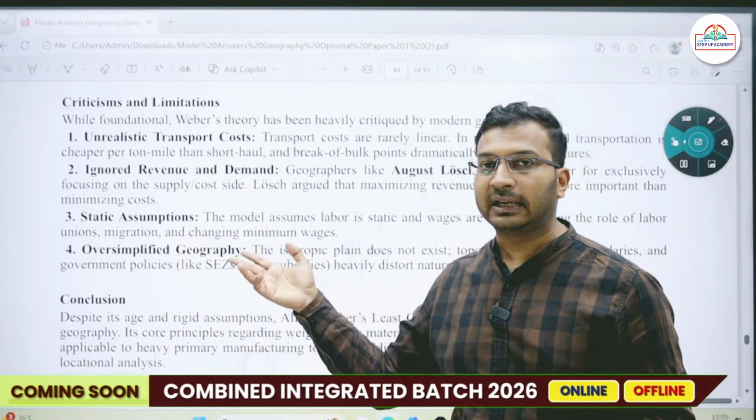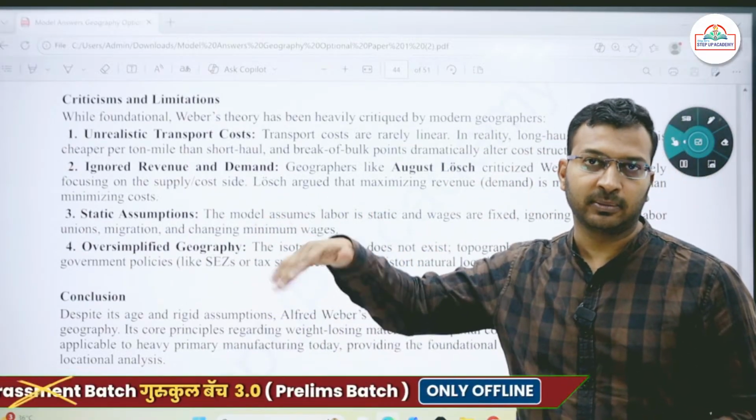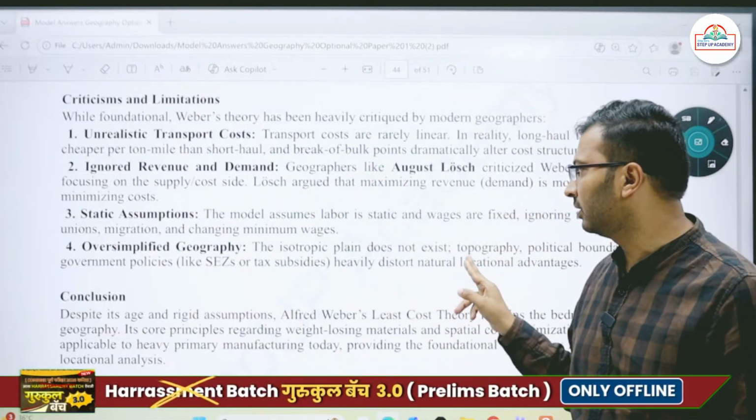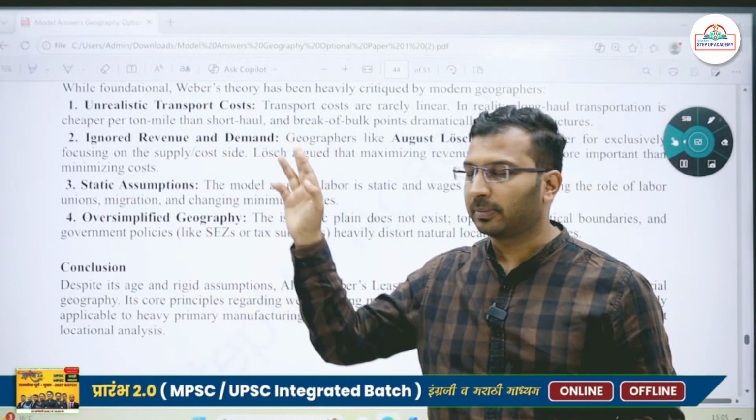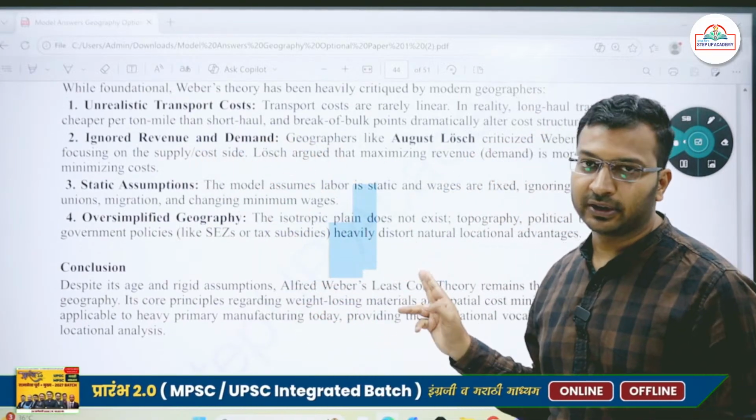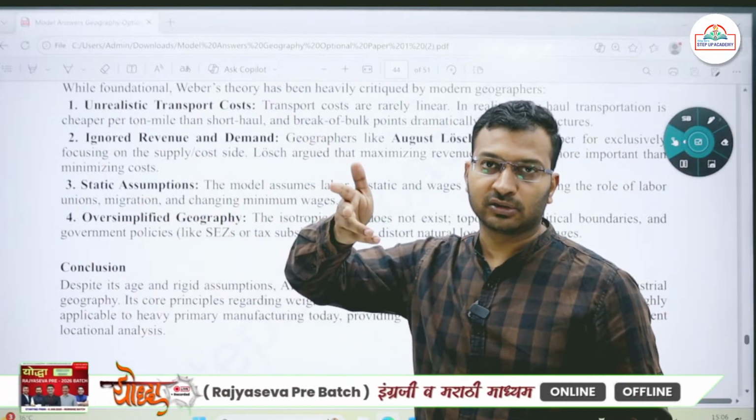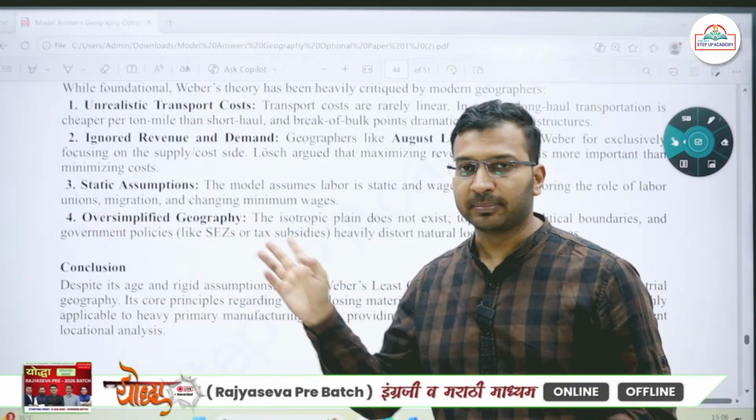Then there were static assumptions that he made. He said that labor is static, labor is not moving to other places, and labor is present in abundance. The wages are also fixed. He didn't talk about unions, migration, and so on. Then oversimplified geography: he talked about the isotropic plane. There are no geographical changes, no topographical changes, no climate change, no environmental changes. So he simplified the geography.